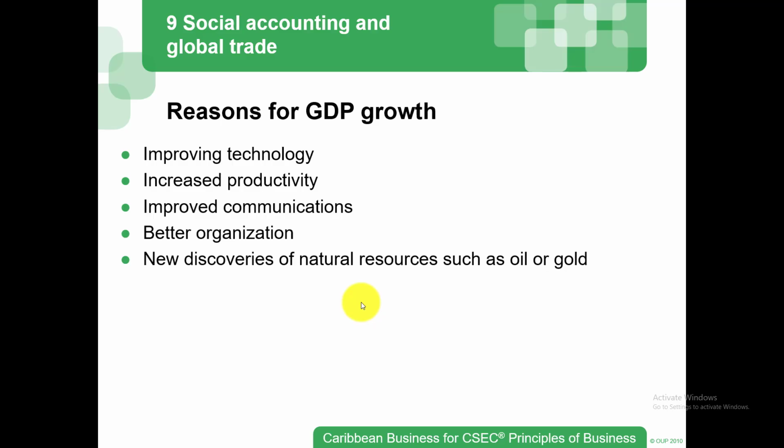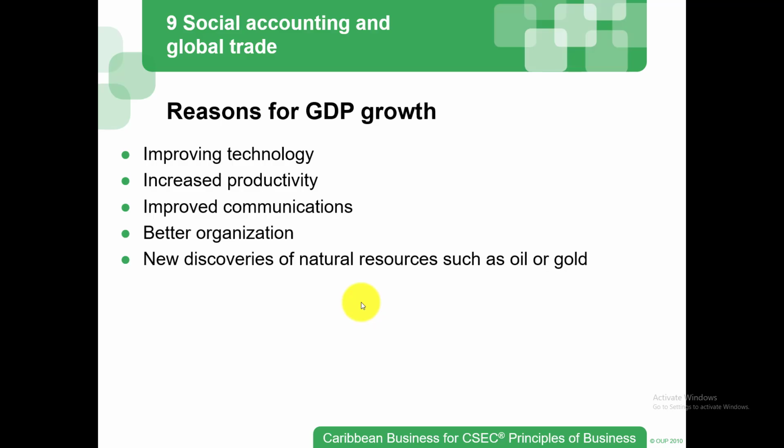So, reasons for GDP growth. What can cause the GDP in a country to grow? There are a number of factors, but let's look at these five here. 1, improving technology. 2, increased productivity. 3, improved communications. 4, better organization.